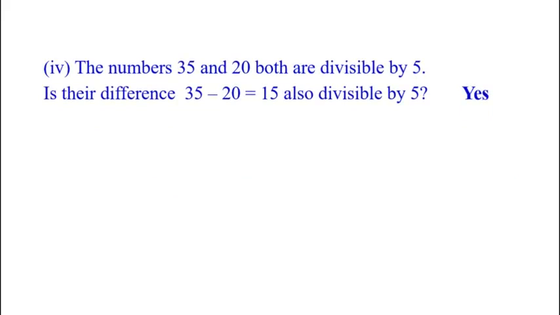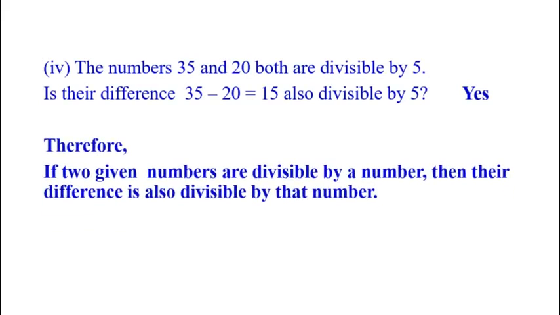Next, the numbers 35 and 20 both are divisible by 5. Is their difference, that means 35 minus 20, that is equal to 15, also divisible by 5? Yes. So we conclude from this example that if two given numbers are divisible by a number, then their difference is also divisible by that number.